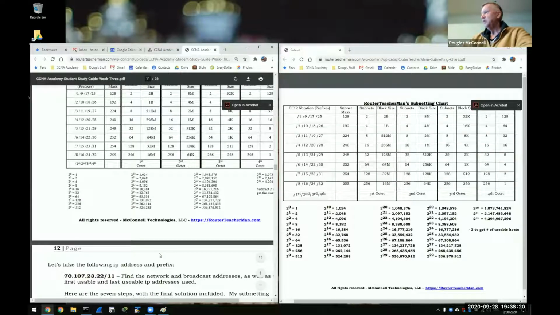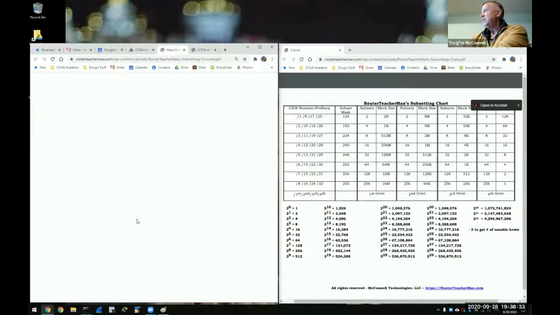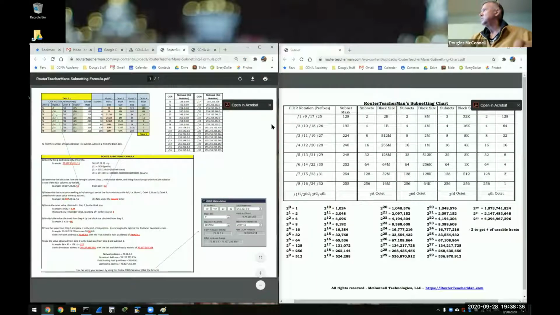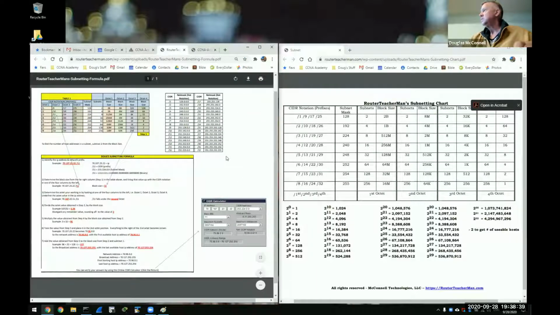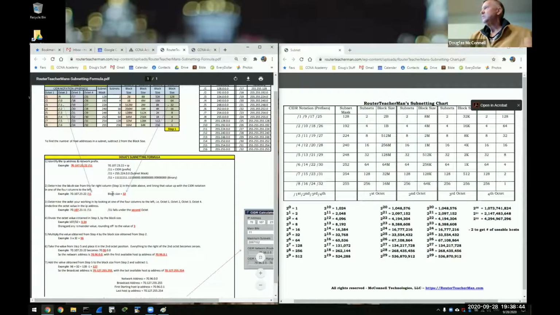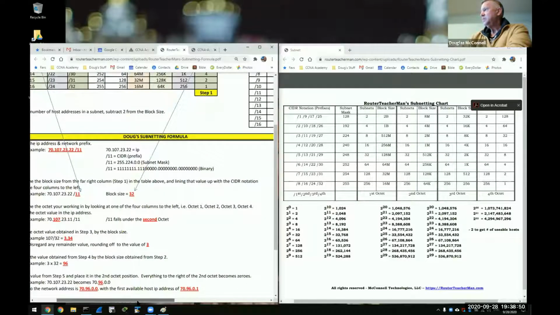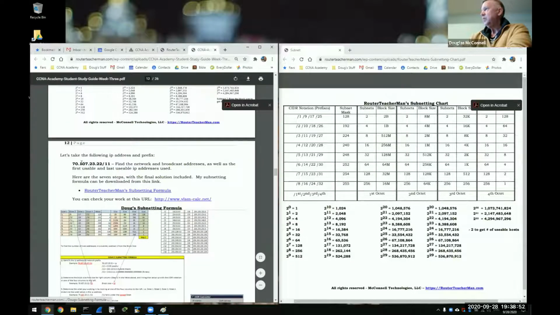Now comes our formula. Let's use the following IP address, and that's actually this link right here, subnetting formula. So in the lecture, I say, use this IP and this prefix. We understand what a prefix is now, right?